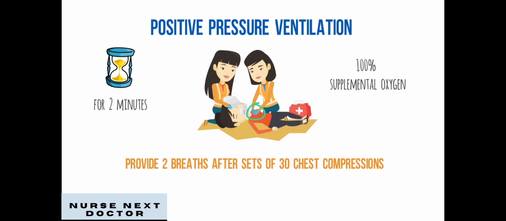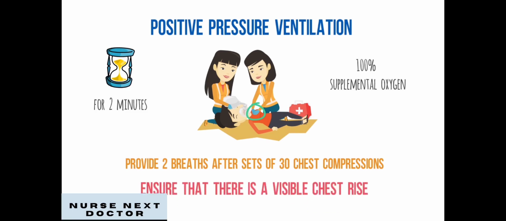Make adjustments as needed. Ensure that compression depth, full chest recoil, and compression rate are being followed. When providing ventilations, ensure that there is a visible chest rise as each breath is being provided. This is an indication that adequate ventilations are being given to the patient.